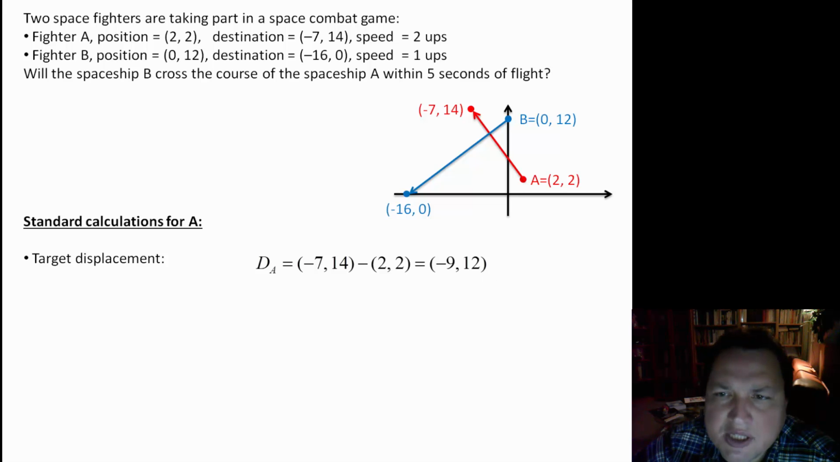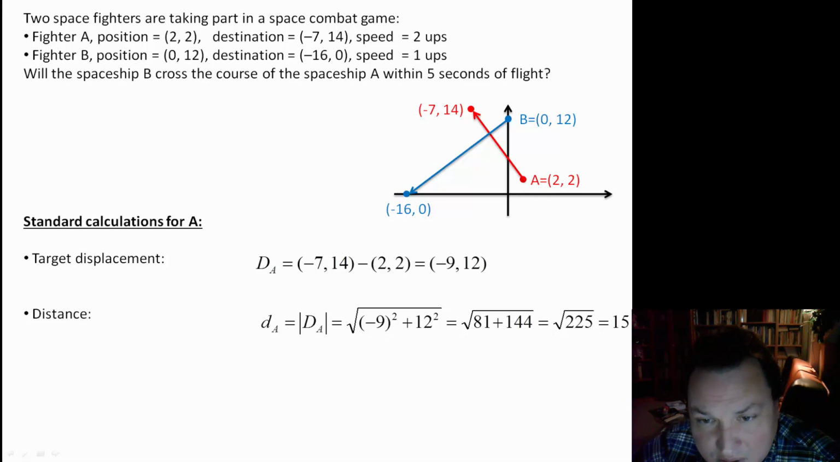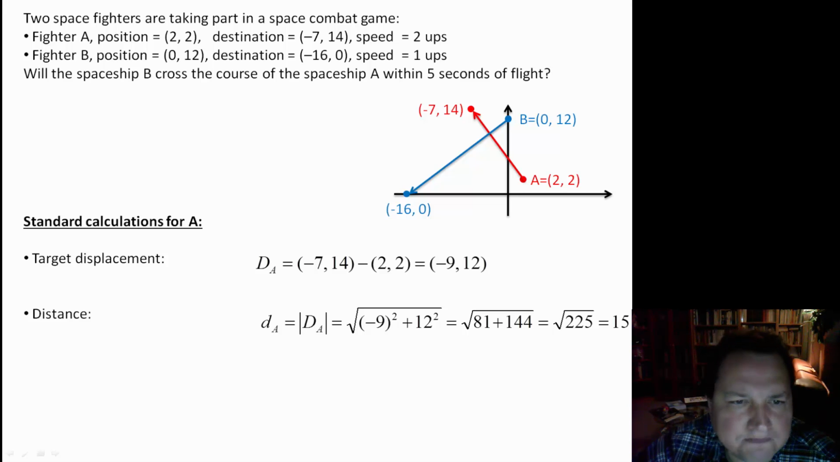Once we have the target displacement vector, we can calculate its length, which provides the information about the distance spaceship A has to the destination point. That's the square root of the first coordinate squared, which is -9, and -9 squared is 81, not -81, plus the second coordinate squared, which is 144. The result is the square root of 225, which is 15.